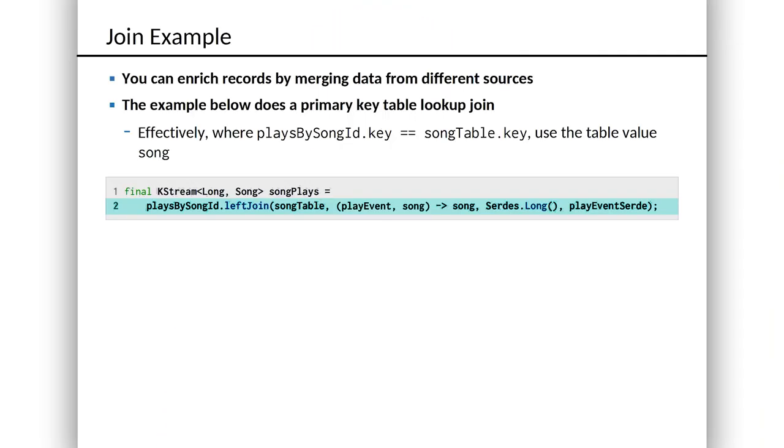Here in this lambda, we're being explicit. We're saying, look, I know I have the left thing and the right thing, and what I want to produce in the resulting stream is the song. And of course, the third and fourth parameters are, again, the Serdes, the serializer and deserializer objects, just to help the API know what the types are. The key is going to be a long, that's the song ID, and the value is the actual song.